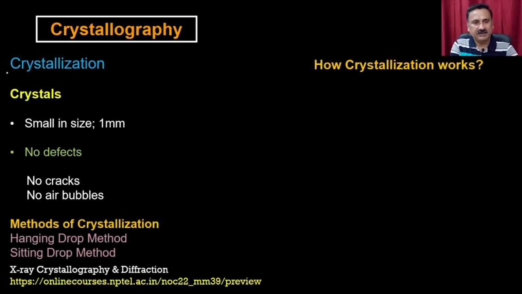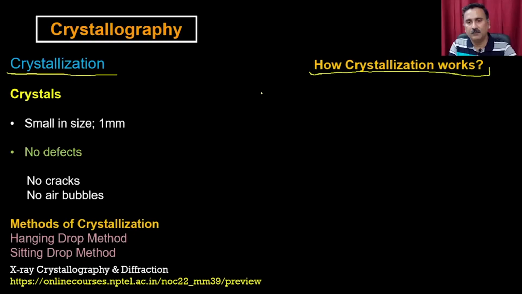Now, let us talk about crystallization, step 2, right. The first question is how crystallization works. If you want to understand the process of crystallization, you can even do it at your home. Take a glass, and just add a small amount of sugar. For example, you take 10 grams of sugar, or you can use some amount of urea.